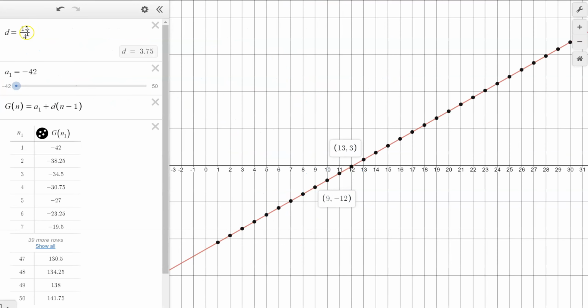So I have my difference is 15 over 4. My a sub 1 is negative 42. So we're starting here. And you can see 9 became negative 12. And 13 is 3. Remember, we're just finding the slope. So going from 9 to 13, what's our rise and our run? That's our difference that is carried through everything. So each point is, say, a horizontal 15 over 4.